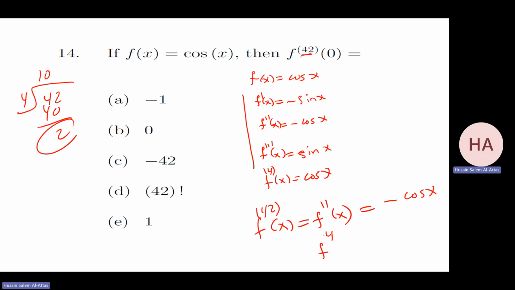So what they want is the 42nd derivative at 0. So it will be minus cosine 0, which is minus 1. So this is the answer. That's the idea: every 4, I will go back to the original. So what to do? You divide this by 4 and take the remainder.